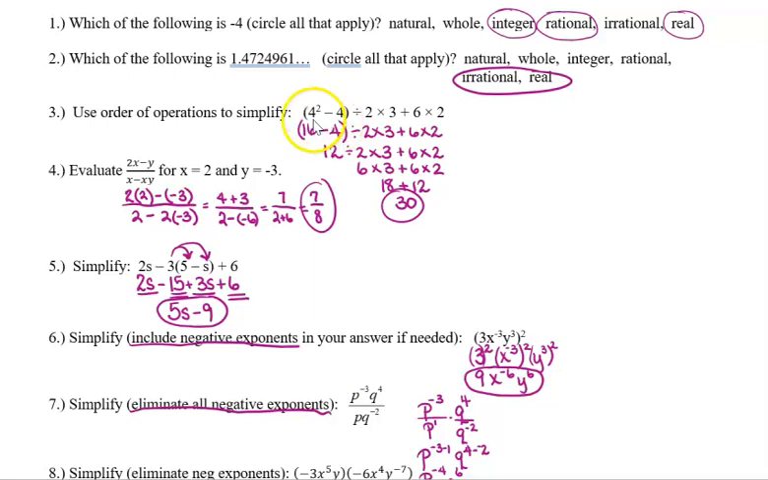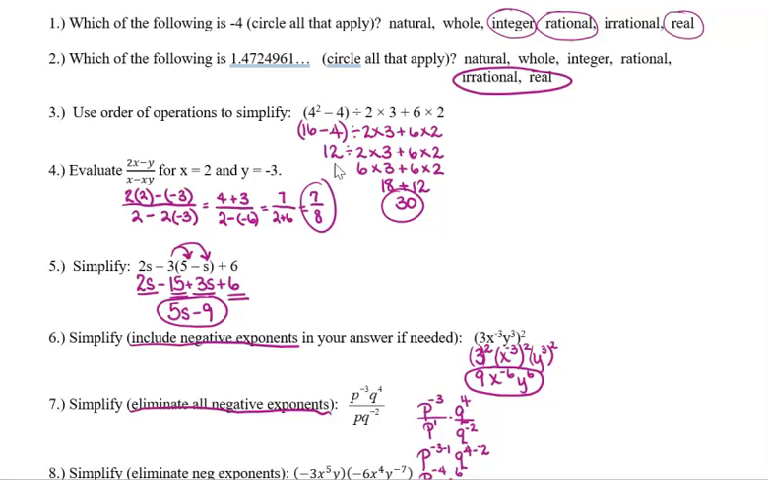All right, then for number 3, using order of operations. So first off, we're going to do parentheses or grouping symbols. And so we're going to work inside these parentheses right here, still following order of operations. So inside these parentheses, I would do exponents. 4 squared is 16. And then I would do 16 minus 4 is 12. All right, so I've cleared my parentheses.